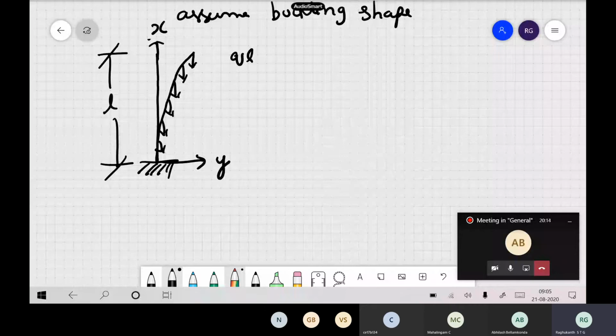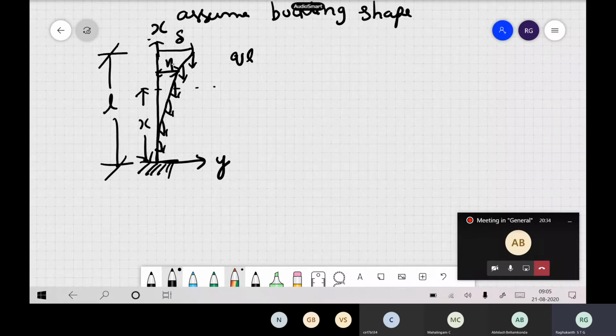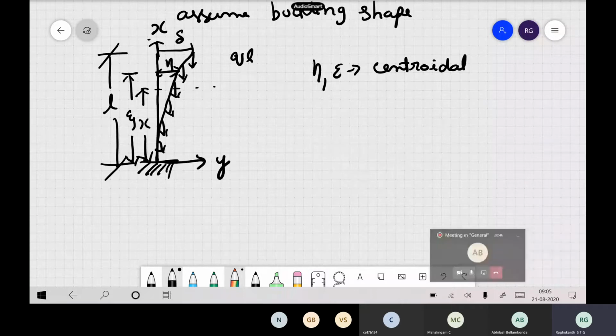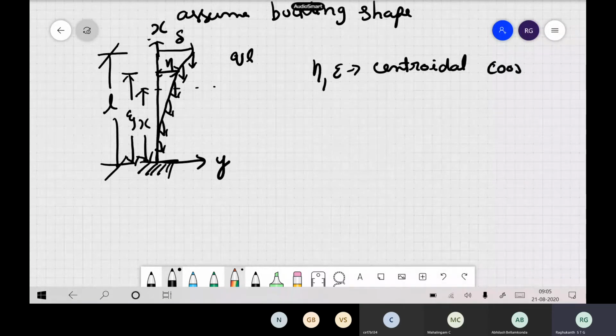Now by the energy method, some approximate solution can be derived. So if this is delta, and you take any section at a distance x from the origin, where the origin is at the bottom, now these are your centroidal coordinates. If you denote the centroidal coordinate as eta, and this is psi, the centroid of this portion, then eta and psi are centroidal coordinates.